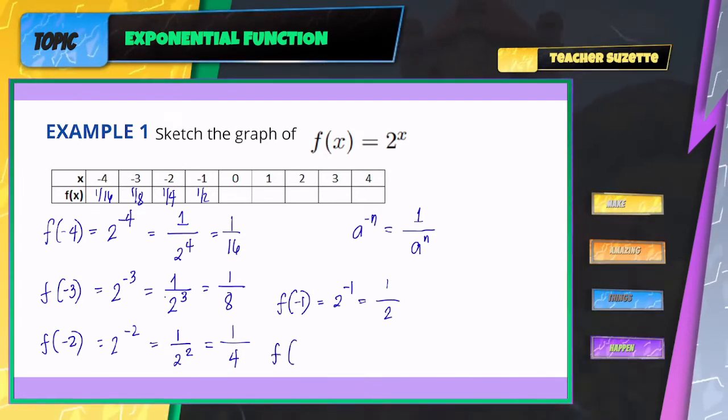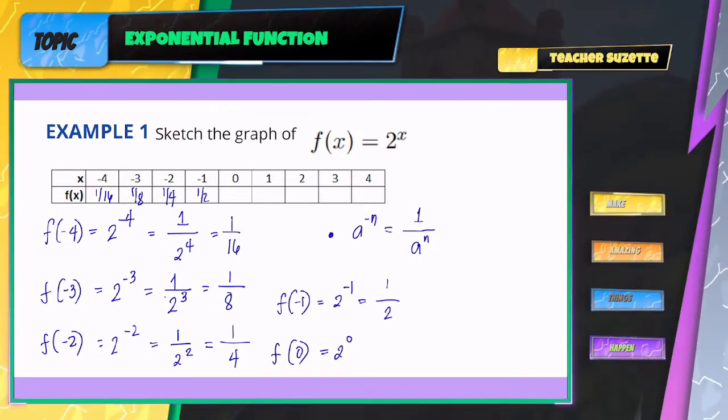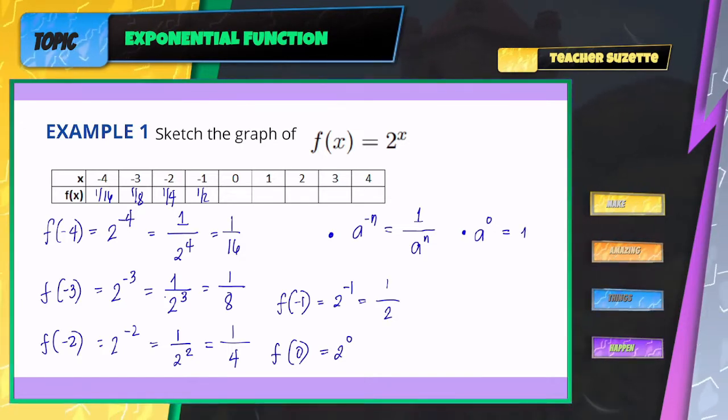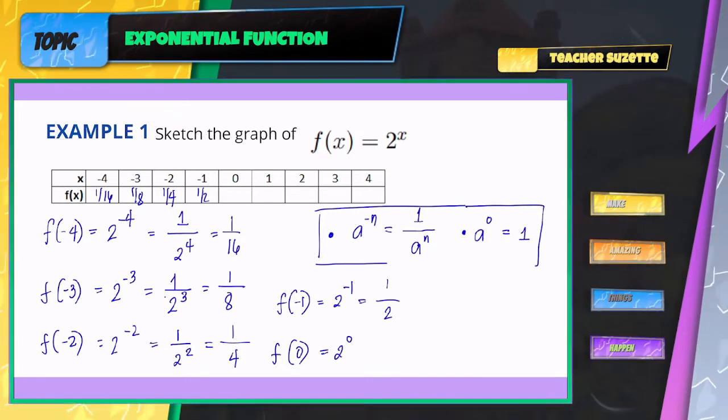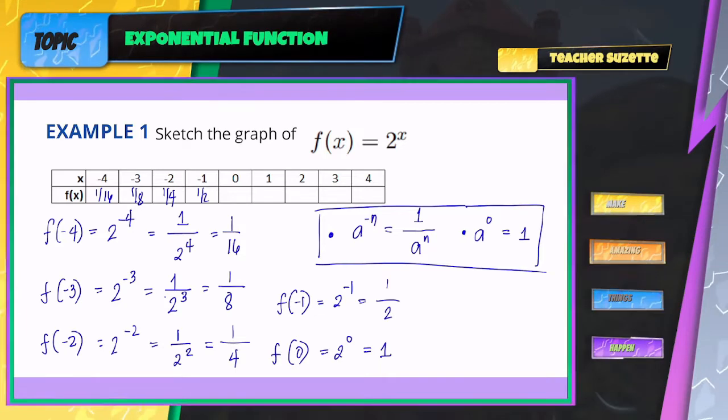And we have f of 0 is equal to 2 raised to 0. Another basic law of exponents that we reviewed last time is that if you have a raised to 0, it is equal to 1. So, any number, any variable that is raised to 0, the answer is 1. Do not forget these two definitions. So, you have 2 raised to 0. Therefore, it is equal to 1.